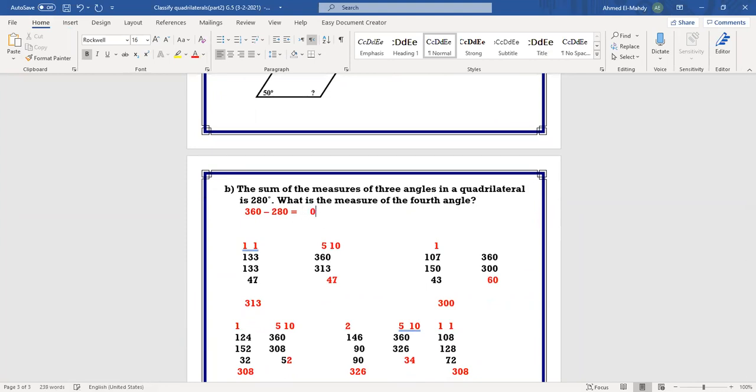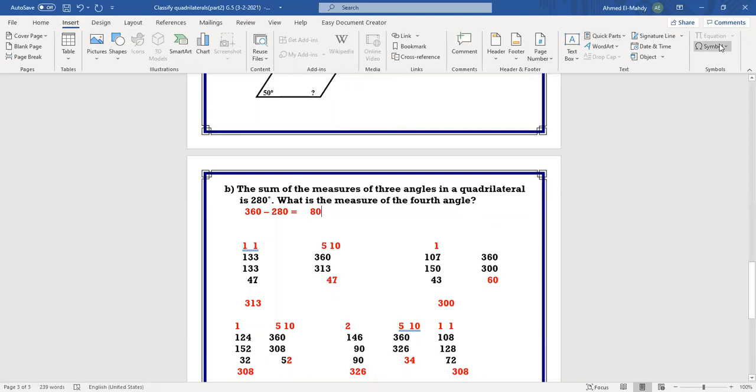0 minus 0 is 0. And 6 minus 8 can't be, so it will be 16 minus 8 equals 8. And then 2 minus 2 equals 0. So the measure of the unknown angle is 80 degrees.